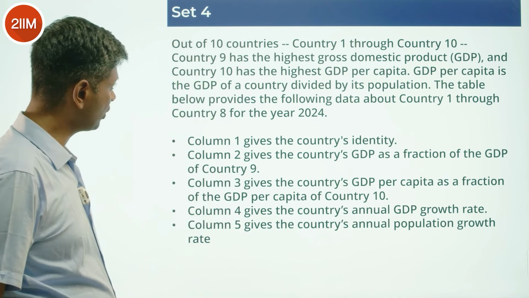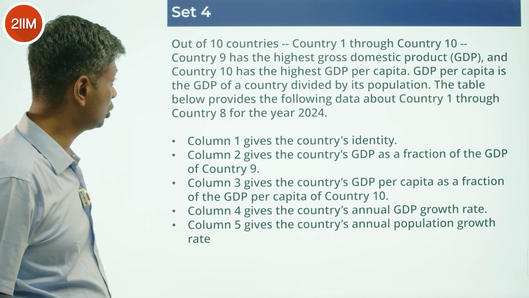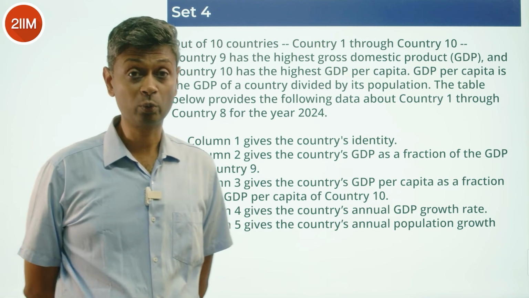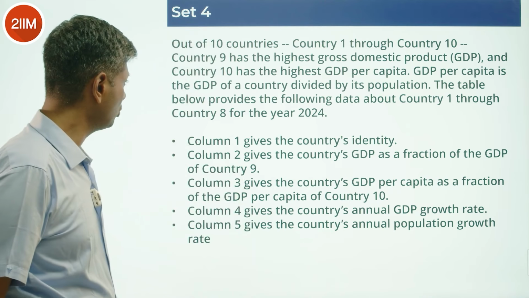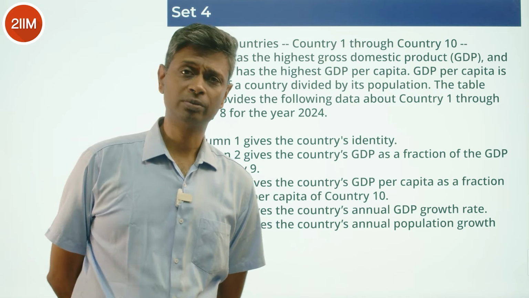So GDP per capita is a very important, very real metric. GDP per capita is the GDP of a country divided by its population. The table below provides the following data about country 1 through country 8. 10 countries, but 1 through 8 is given. Column 1 gives the country's identity. Maybe it's India, Japan, Singapore, etc.